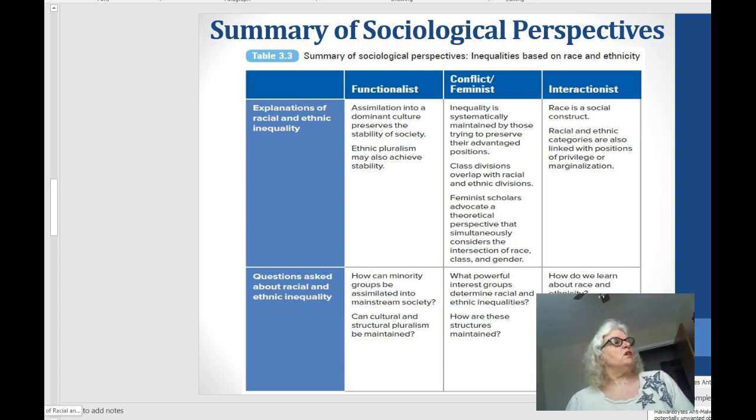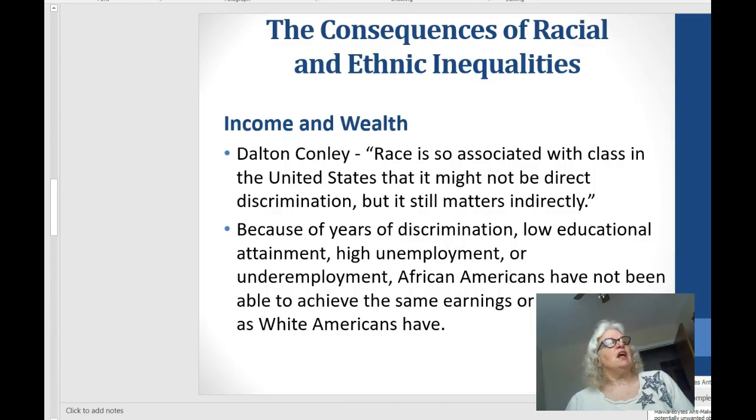So what are the consequences of race and ethnic inequality? Significant disparate differences of wealth and income. Race is so associated with class in the United States that it might not be direct discrimination, but it still really matters. Connolly talks about this at a high level.